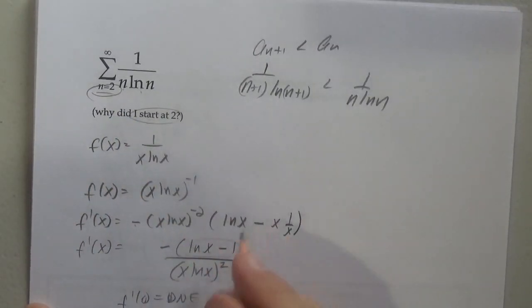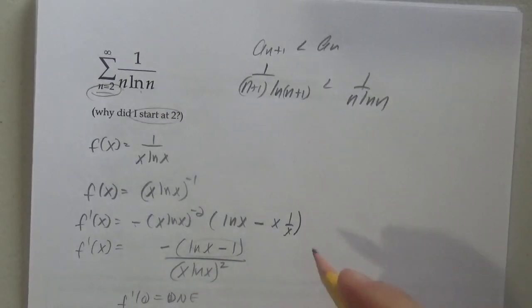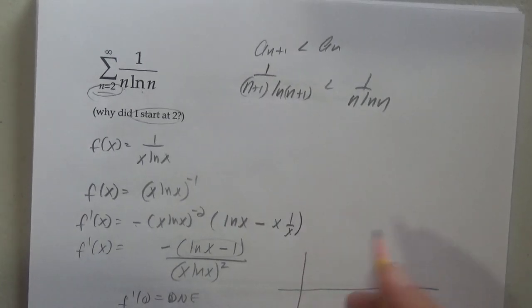My numerator here, I'm going to set equal to 0, so ln of x minus 1 equal to 0, ln of x is equal to 1, x is equal to e. So therefore, I need to show that this thing is decreasing on my interval, right? So here is my interval here. I don't know why I drew that vertical axis. Here is infinity. This is 0. This is e. And I needed to start at 2, right?